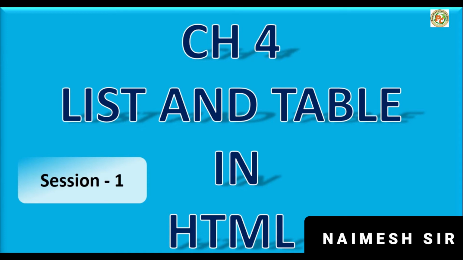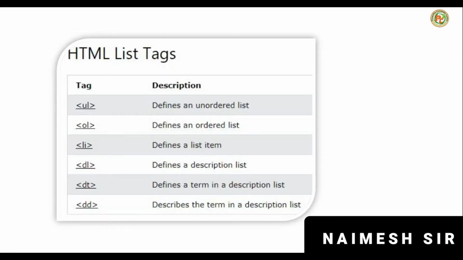So now let's see what a list is. Sometimes we want to create list items, like in Microsoft Word where you have used bullets and numbering. Bullets are called an unordered list, and numbering is called an ordered list. If you want to buy something, you make a list, and in that list you may give 1 to 10, or dots, or arrows, or stars. This is called a list.